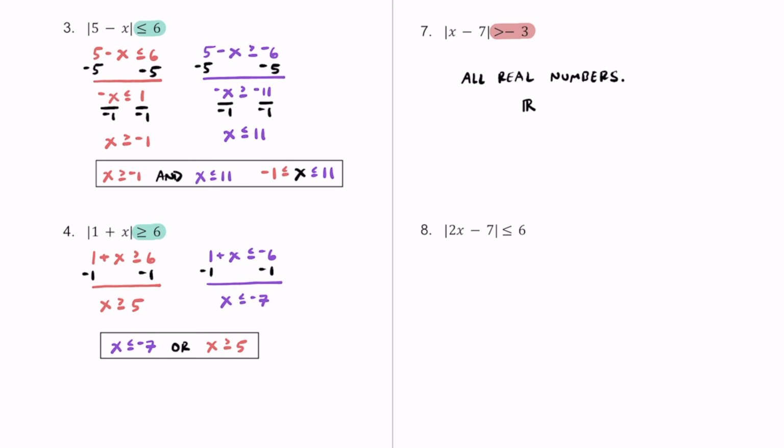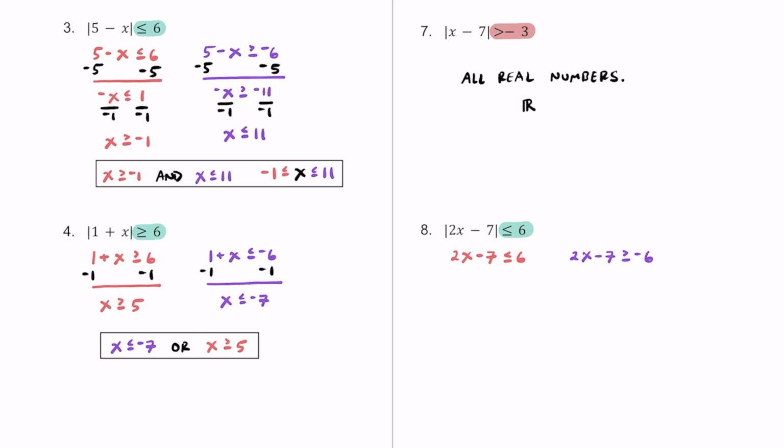Okay, let's go ahead and try number 8 here. For number 8, we have the absolute value of 2x minus 7 that's less than or equal to 6. There's no issues with this one. It's not a special case or anything. There are definitely values that are less than or equal to 6, so we can go ahead and get started. When we split it up, we have 2x minus 7 less than or equal to 6. That's going to be one scenario. And then we have 2x minus 7 is greater than or equal to -6.